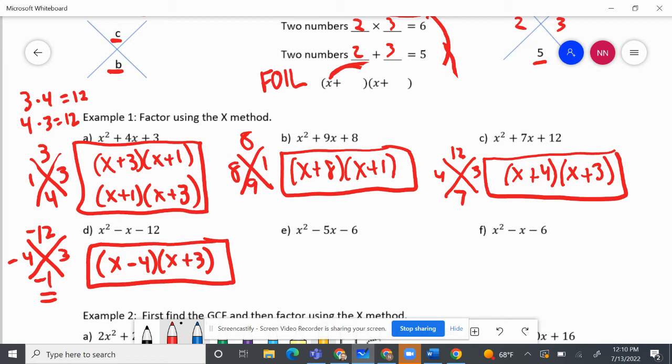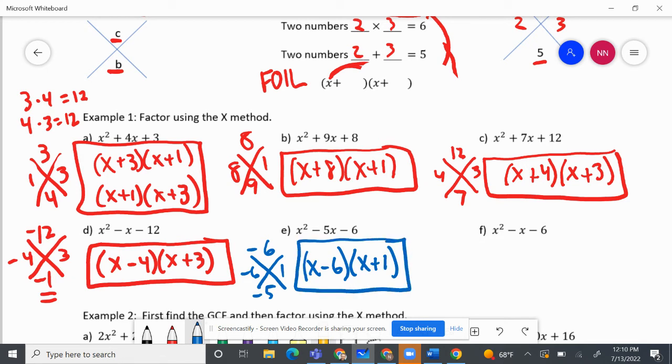Pause the video and try to do those next two on your own. So if we look at letter E, two numbers that multiply together give us negative 6 and add up to negative 5 would be negative 6 and positive 1. So that would be x minus 6 and x plus 1.